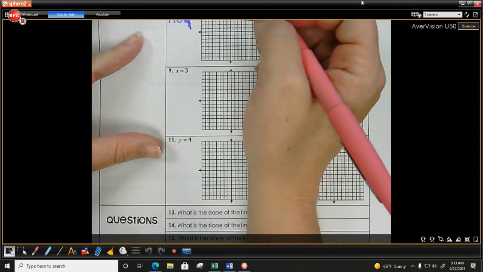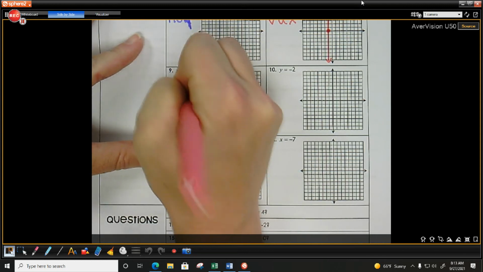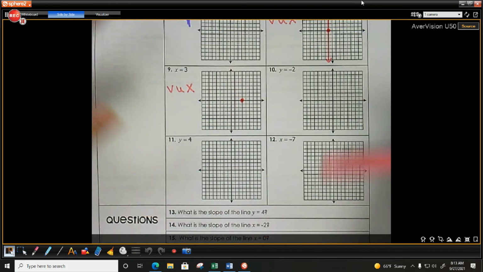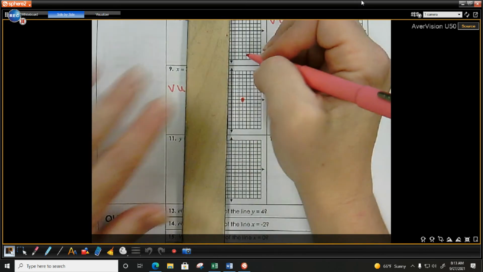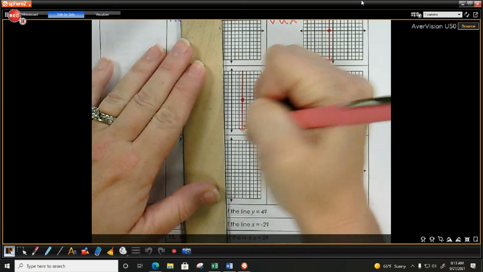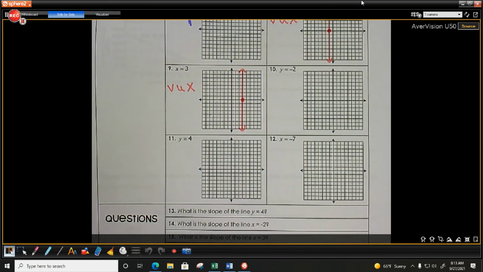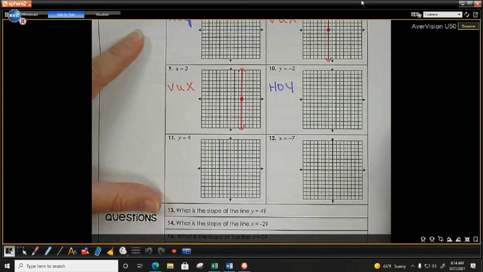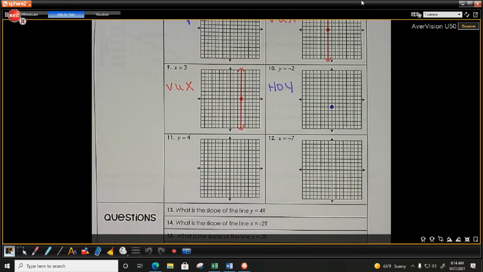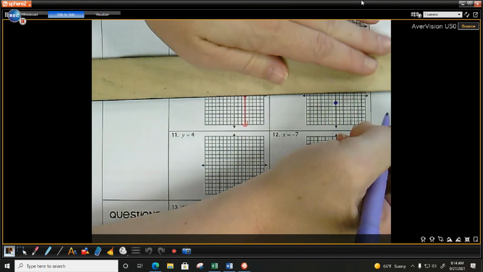Number 9, is this a hoy or a vux? Vux, because it says x equals. So go to the x-axis and put a dot at 3. 1, 2, 3. What's the V stand for in vux? Vertical. Next, is this a hoy or a vux? Hoy. So I'm going to go on my y-axis and put a dot at -2. If it's a hoy, how am I going to graph my line? Horizontal. Hoy. H stands for horizontal.